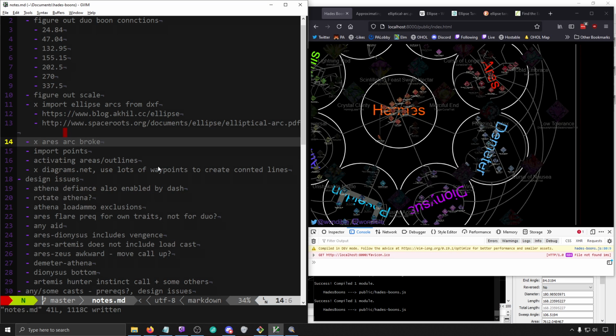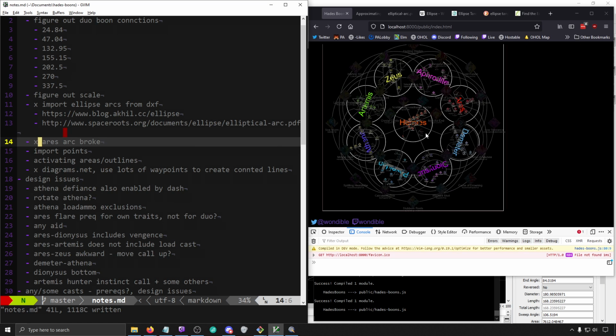And where are we? I guess that's an okay point to stop. That's a whole bunch of arc stuff. Importing points is going to be a thing for highlighting areas, which would be nice. And by itself, not terribly hard. But these things can sometimes take you into surprise tangents.